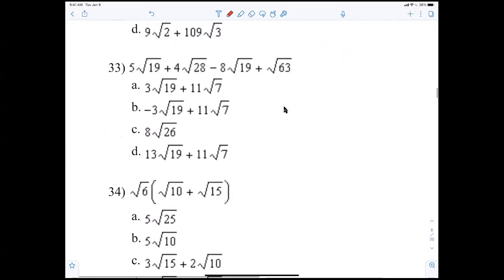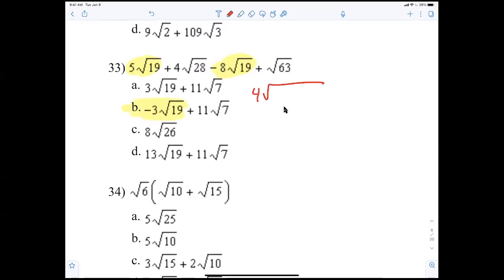Okay, now here, obviously, we can just go ahead and do the 5 radical 19 minus 3 radical 19 and get what? -3 radical 19. Right, so right off the bat, we knew the answer was what? B, but obviously, we're going to go ahead and finish it up.